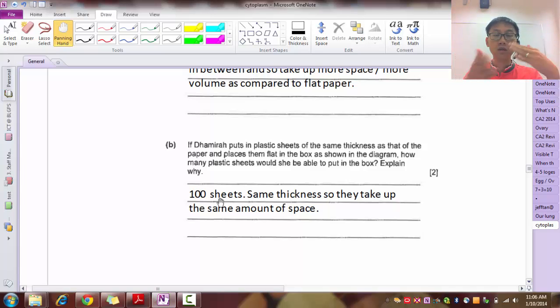It doesn't matter whether it's paper or plastic, it's just that the materials are different. Same thickness means that it takes up the same amount of space, so the volume is the same. If I can put in 100 sheets of paper, I can put in 100 sheets of plastic. Alright?